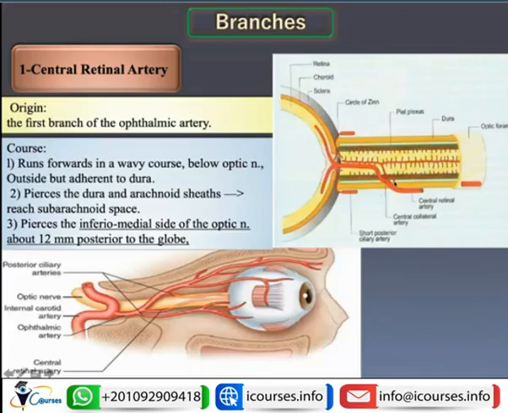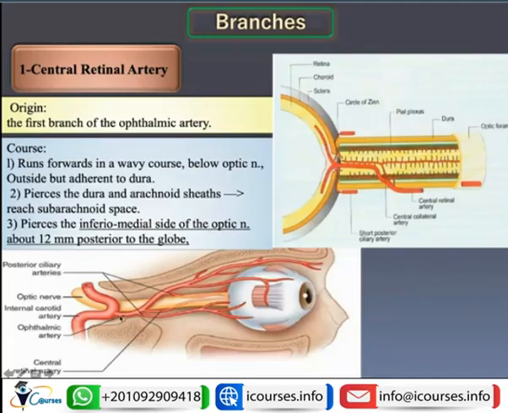So it runs forward for a wavy course below the optic nerve, outside but adherent to the dura. This is the dural covering. So it's outside and adherent to the dura until it pierces the optic nerve. And where does it pierce the optic nerve? It occurs 12 millimeters posterior to the globe at the inframedial part of the optic nerve.